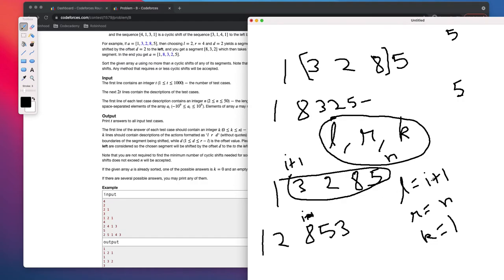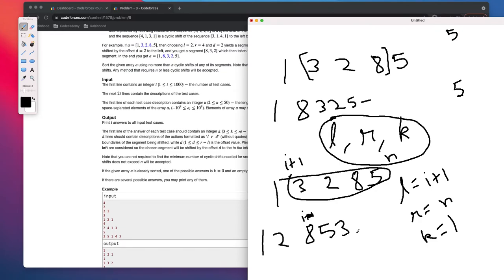So our L stays I plus 1, right? Because the array is 0-indexed and we have to give 1-based output, here I is 2 but we need to give 3. That's how it's expected in the output. So L becomes 3 here, and n obviously is the end of the array, which is 5.